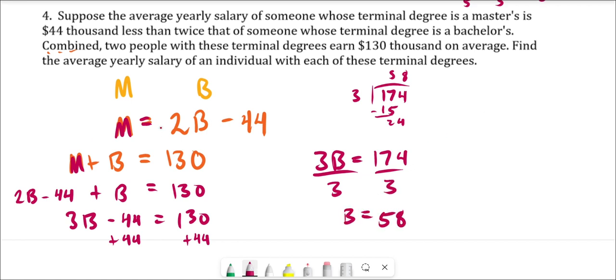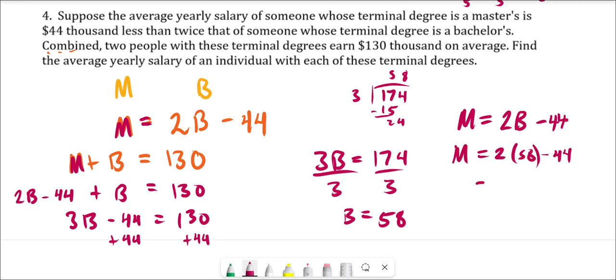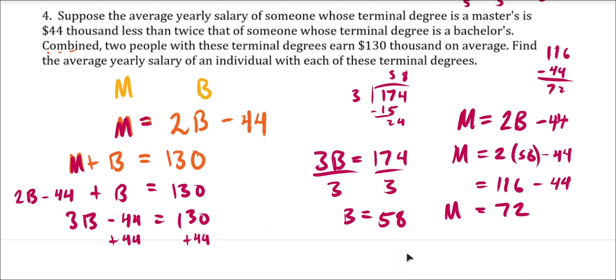Let's go back to one of these equations. Let's say m is equal to 2b minus 44. And if we substitute this in, we have 2 times 58 minus 44 is equal to m. 2 times 58 is going to be 116. Minus 44 is going to be, let's see, 112. So that's a little bit easier if we write it vertically. That's a 2. 4 from 11 is 7. So that's going to be 72, and that's our answer. We could also have taken it and substituted it back into this equation and solved for m. It really doesn't matter. We'd get the same answer either way.